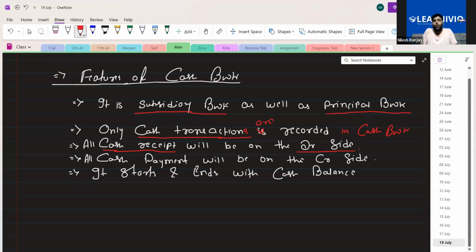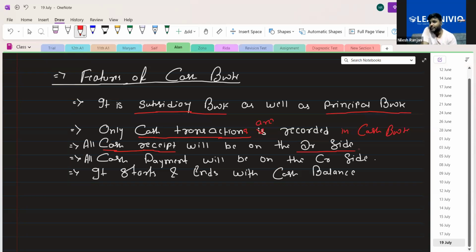So all the cash receipts will be on the debit side. All the cash payments will be on the credit side, and it starts and ends with the cash balance. Cash book is a real account, so as per the real account rule, debit what comes in, credit what goes out. Anything that is coming is on the debit side. Anything that is going out will be on the credit side. If you receive cash, cash is coming, so it will be on the debit side. If cash is going, it will be on the credit side.